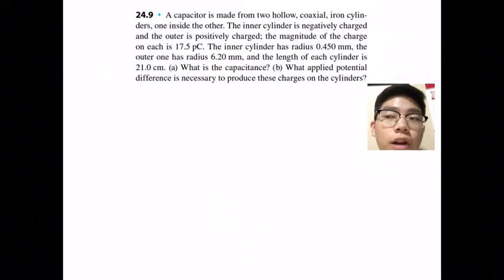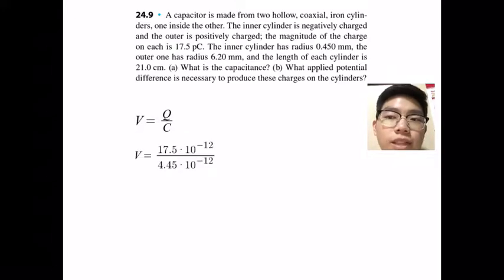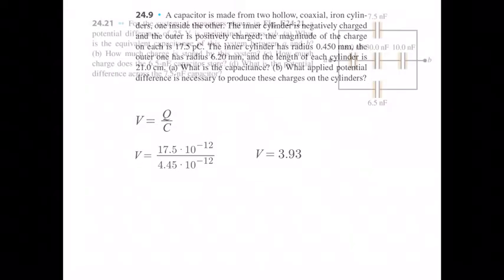Next, for our potential difference, as we know, potential difference is equal to Q over C, or charge over capacitance. So all we need to do is input our equation. We have the potential difference equal to 17.5 times 10 to the negative 12 divided by 4.45 times 10 to the negative 12. And finally, we have an applied potential difference of 3.